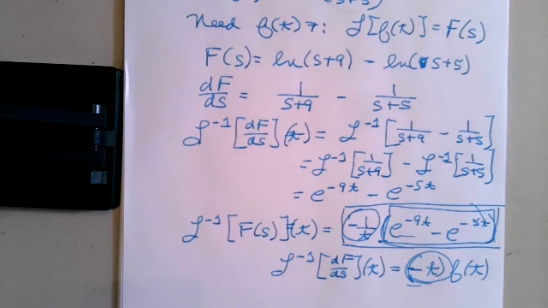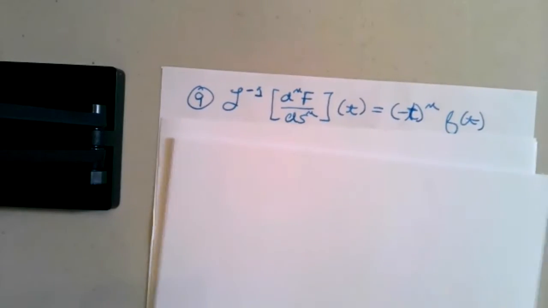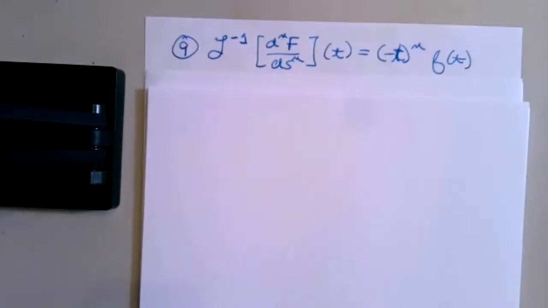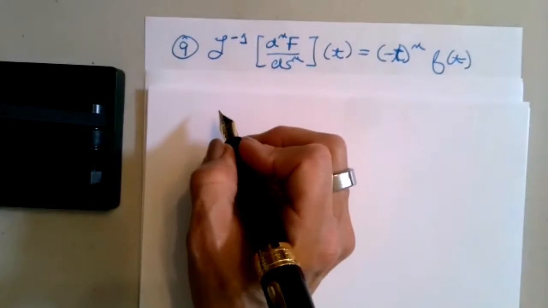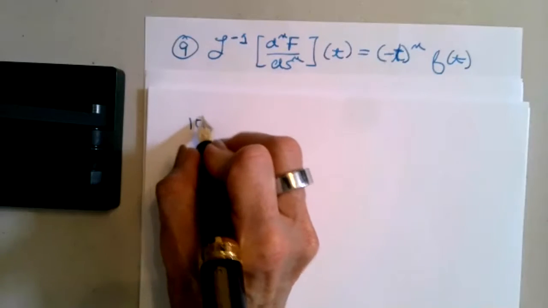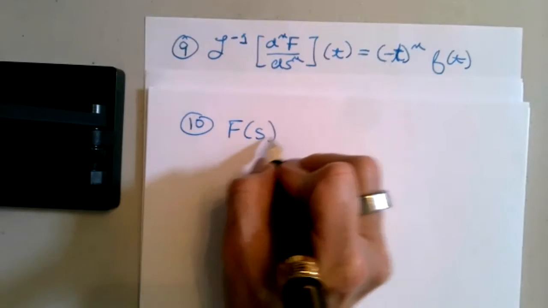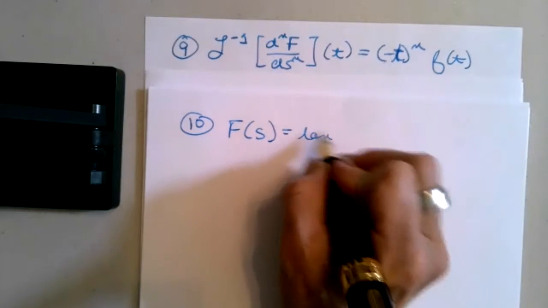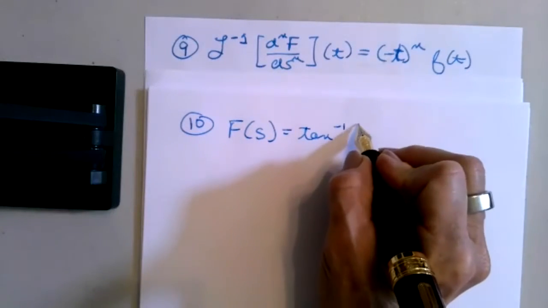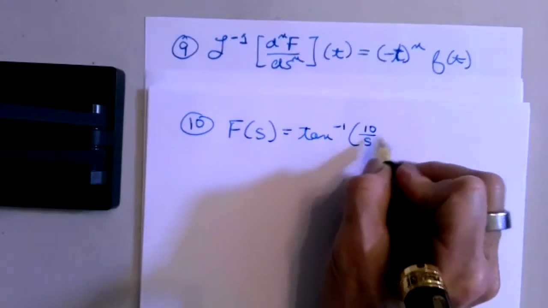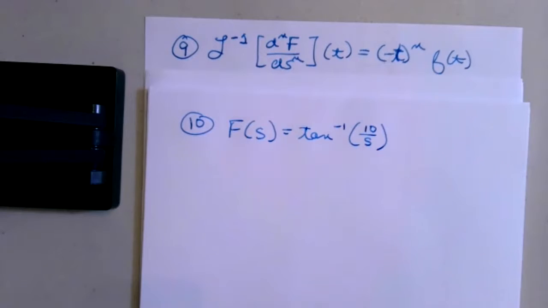Let's try another one. I think number 10 was also along those lines. It is. Okay, so let's do number 10 as well. Maybe seeing two like that will make it more clear. So the rule is the same, so I don't have to rewrite the rule. But now we have f of s is the arctangent of 10 over s. Okay, so you know you're going to want to differentiate that.